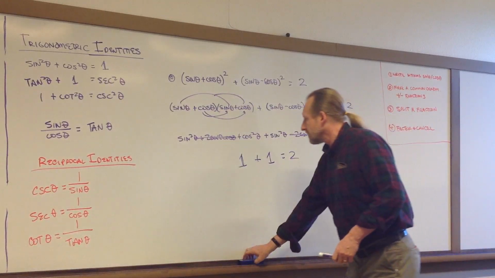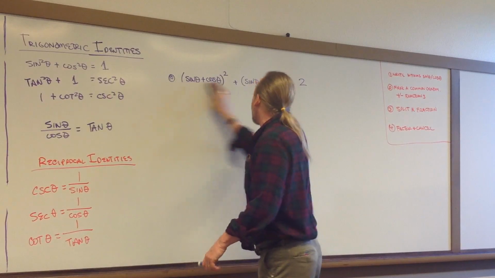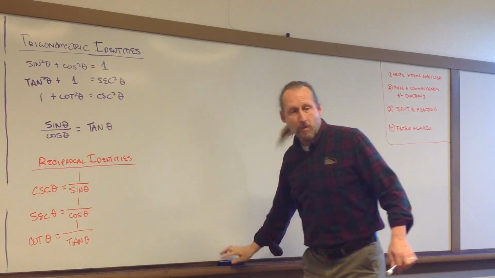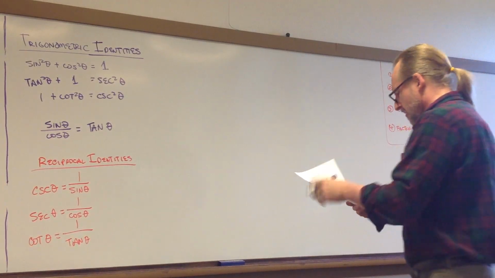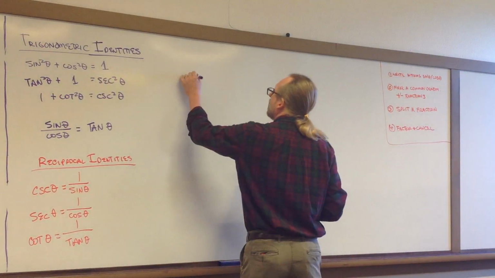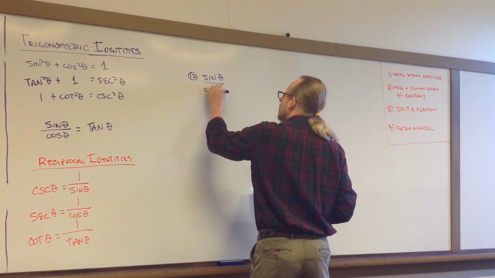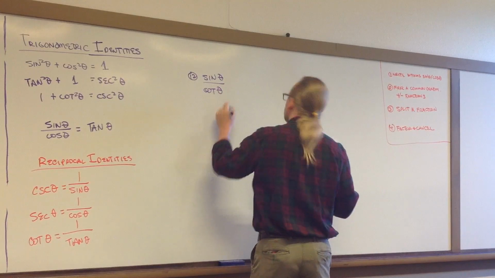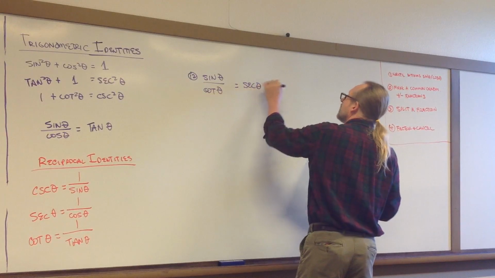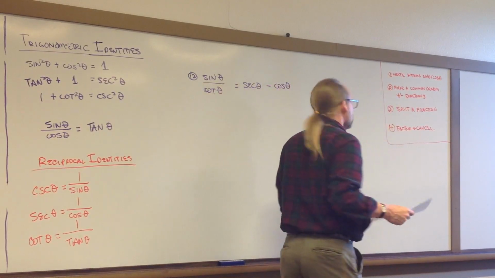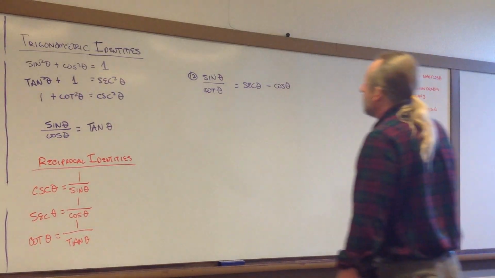All right. Problem 12. Sine theta over cotangent theta, and we're supposed to show that this is equal to secant minus the cosine. Well, this one's kind of tricky.